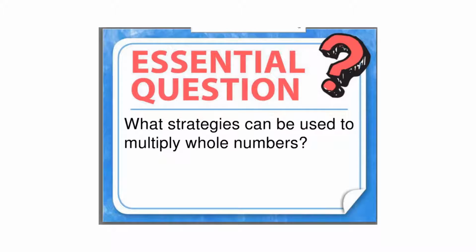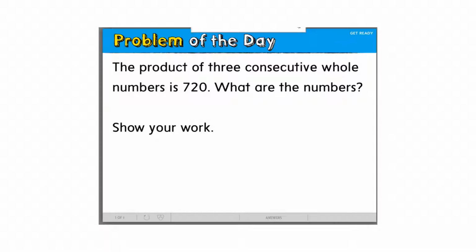Our essential question is the same as it's been for this entire chapter. We only have two lessons left, today and tomorrow. So we're almost finished with all these strategies, but we've learned tons of strategies that can be used to multiply whole numbers, and today is just one more. Today we're learning the standard algorithm, which is the usual way of multiplying numbers. We're going to put the bigger number on the top, the other number on the bottom, and start multiplying it through. So this is one more strategy for you.